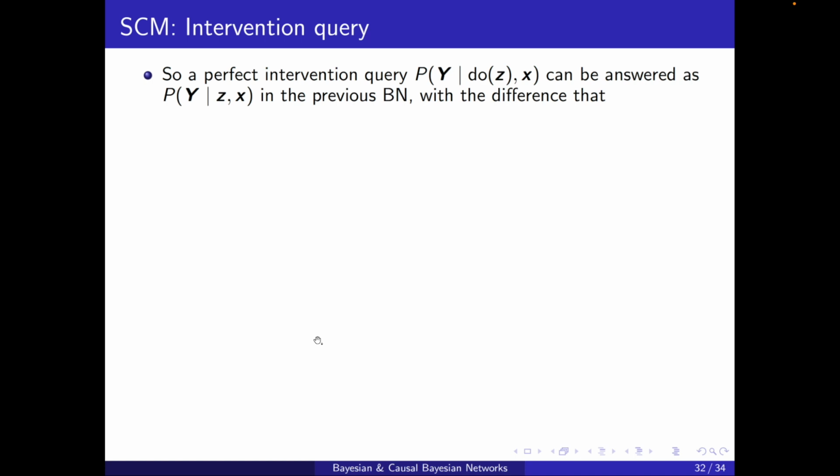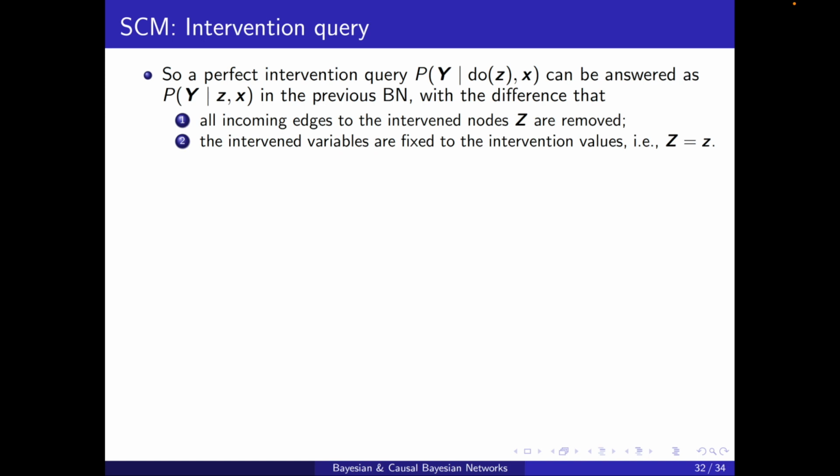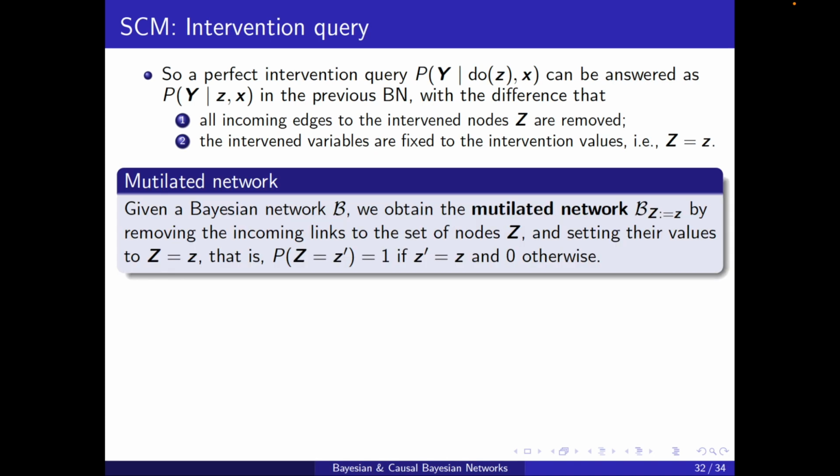And this is the point that a perfect intervention query, P of Y condition on do of Z and X, can be answered as P of Y condition on Z and X in the previous Bayesian network, with the main difference that all incoming edges in the intervened node Z are removed, and the intervened variables are fixed to the intervention values Z equal to z. Okay, and this brings us to the important notion of a mutilated network.